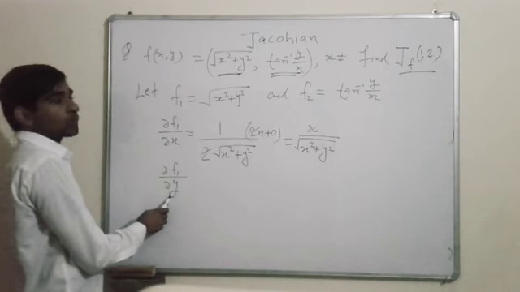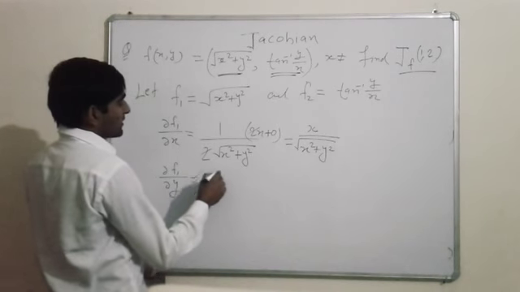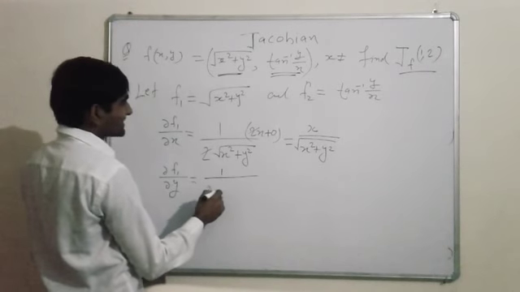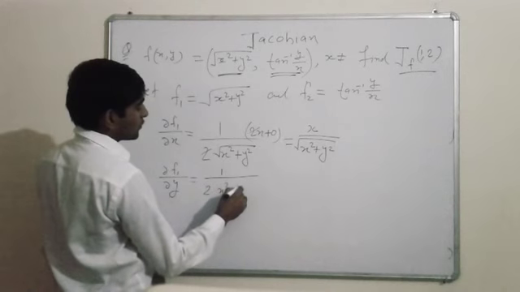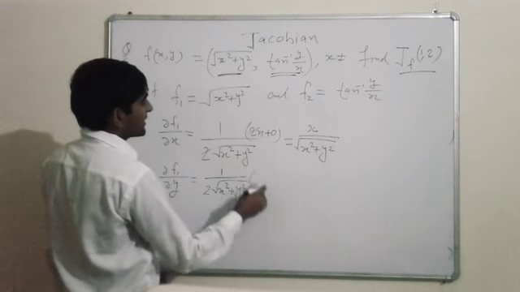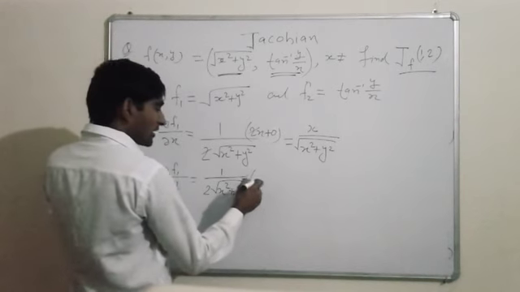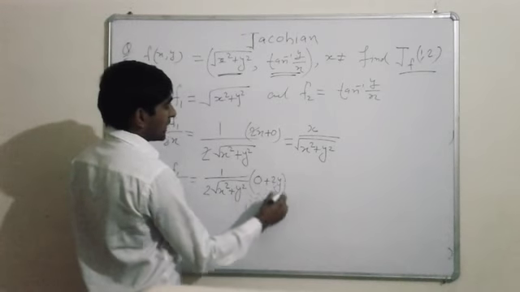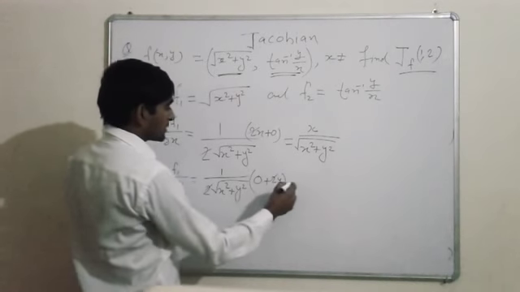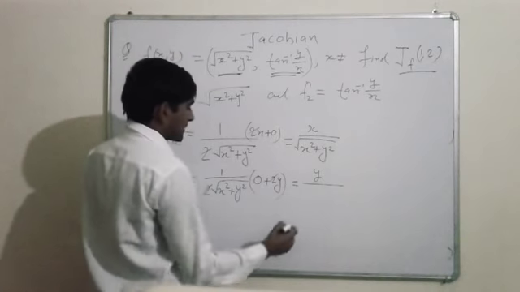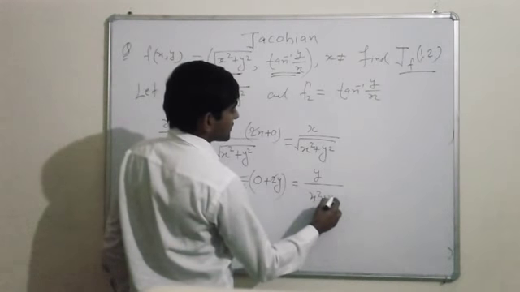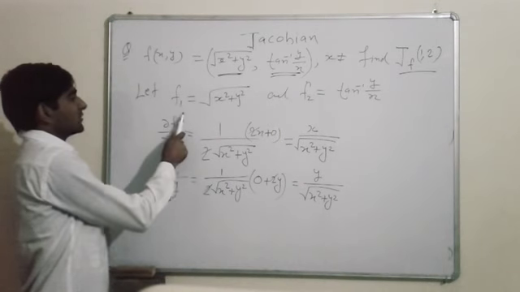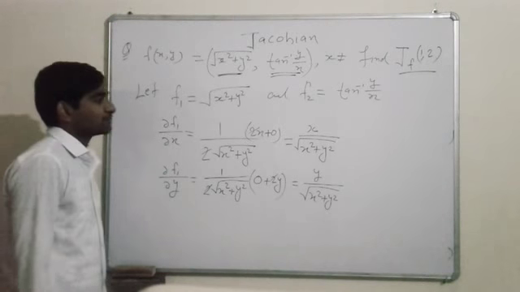And ∂f1/∂y, the partial derivative of f1 with respect to y. This will be 1 over 2 times the same function, then the derivative of the internal part, x² + y². X² is constant, so this is 0, and the derivative of y² is 2y. Cancelling 2, we get y over √(x² + y²). This is the partial derivative of f1 with respect to x and with respect to y.